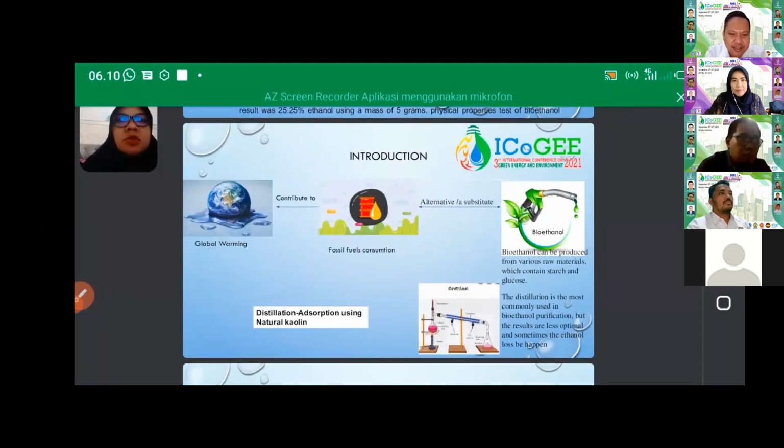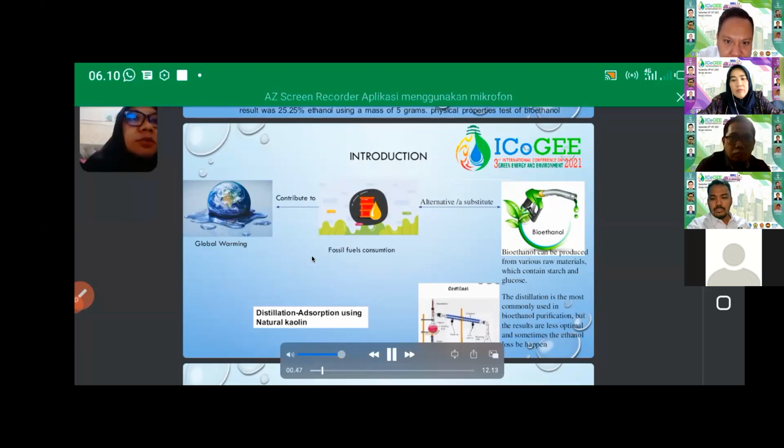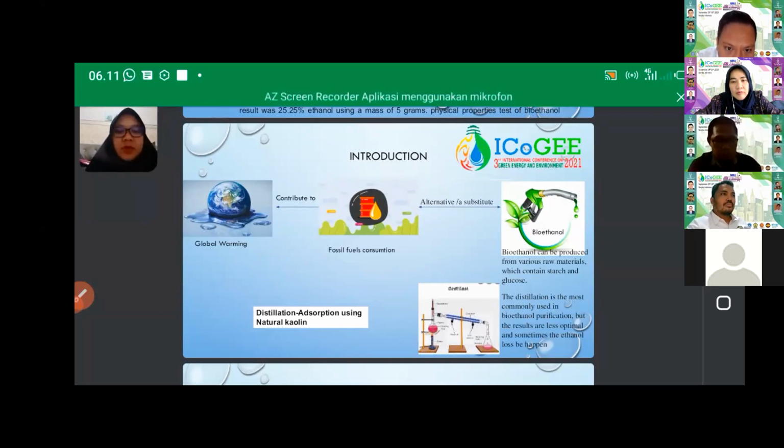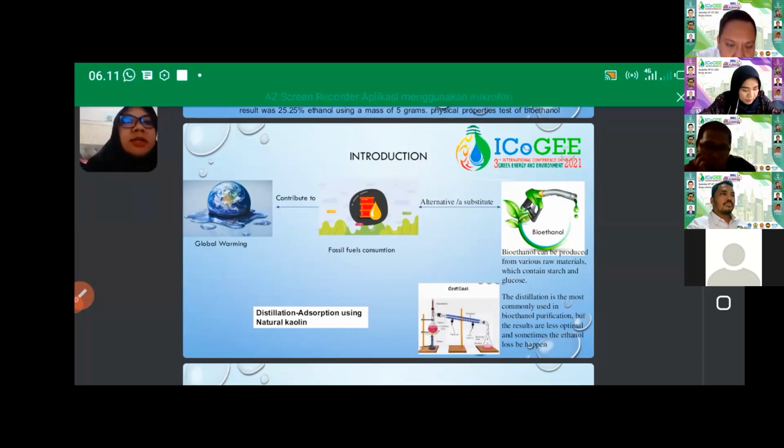Fossil fuel consumption contributes to global warming. One of the biggest impacts of using fossil fuel is global warming. This strengthens the government's reason for developing alternative energy resources. Bioethanol has been known as one of the alternative energy resources to replace petroleum. Bioethanol can be produced from various raw materials which contain starch and glucose. Further refining to meet fuel-grade ethanol is required.